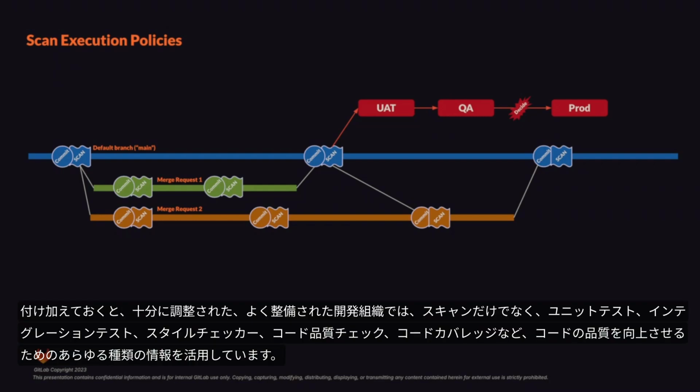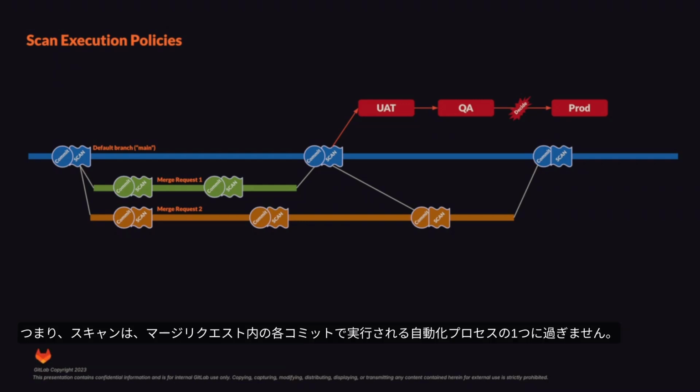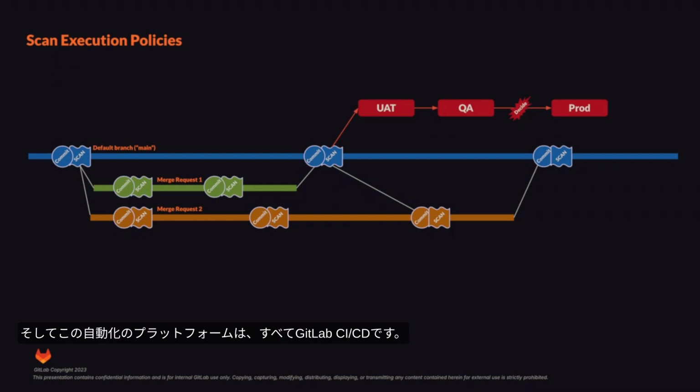I should add that a finely tuned, well-oiled development organization is going to be not just doing scans. They're also doing unit tests. They're also running integration tests. They're also running style checkers, code quality checks, code coverage, all kinds of other information that helps them improve the quality of their code. So the scanning is one of several different types of automated processes that happen on every commit within the merge requests. And the platform for that automation is all GitLab CI/CD.